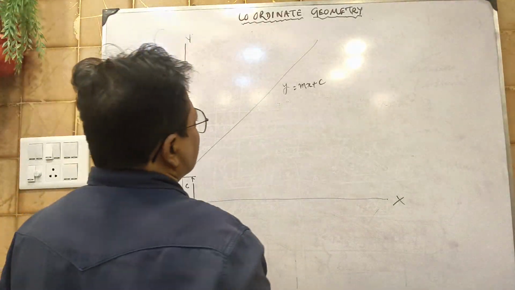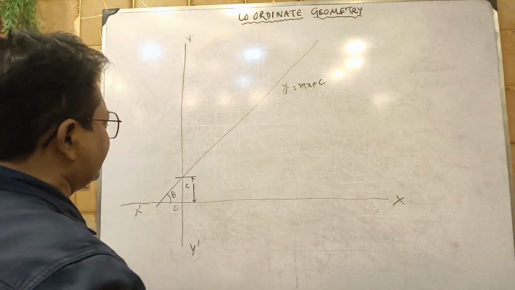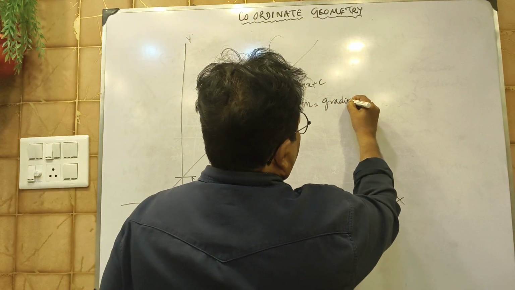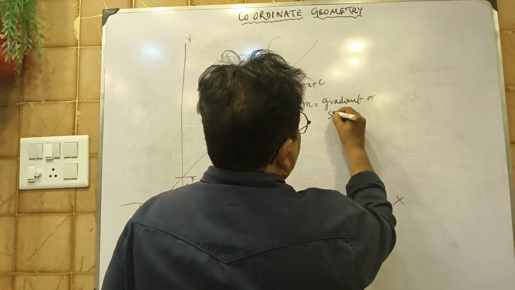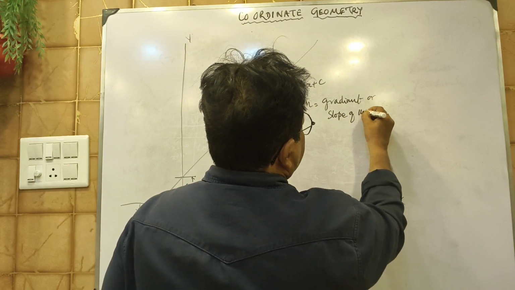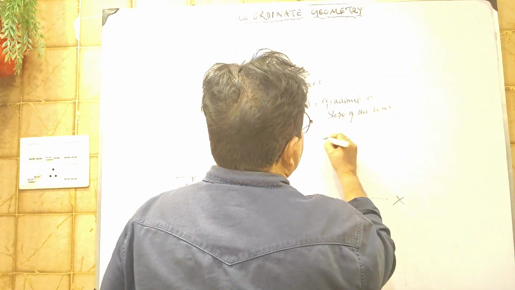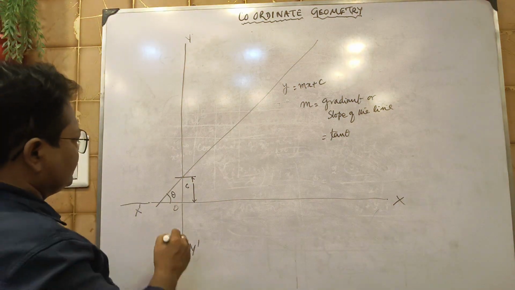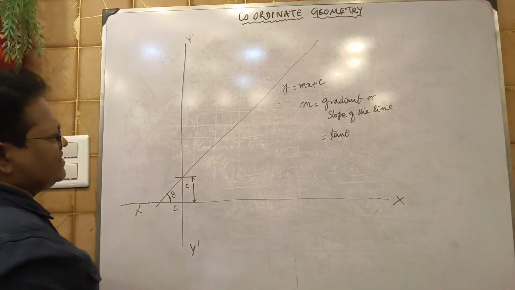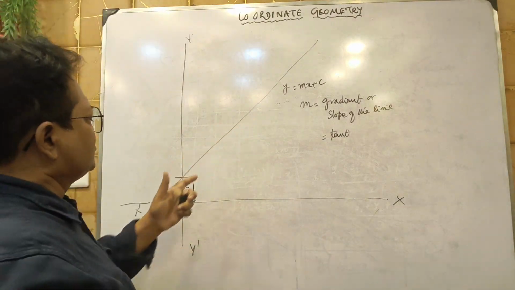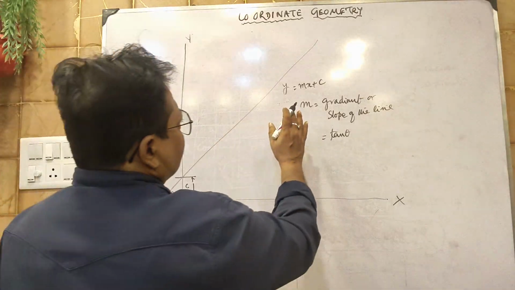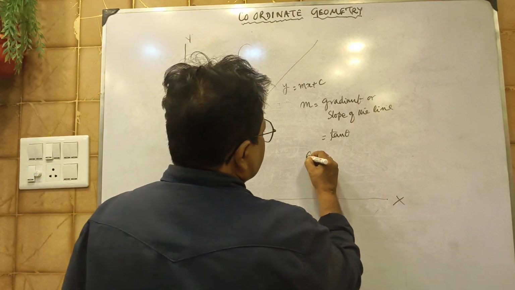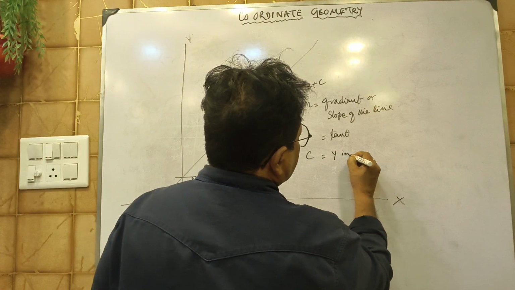This is the standard equation of a straight line, y is equal to mx plus c, where m is called the gradient or slope of the line, which is equal to tan theta. That is, the tangent of this angle theta gives the slope of the line. This is the standard equation where c is called the y-intercept.